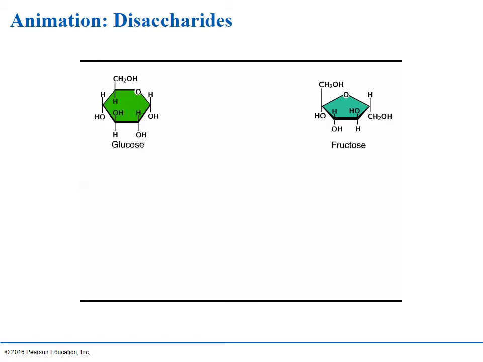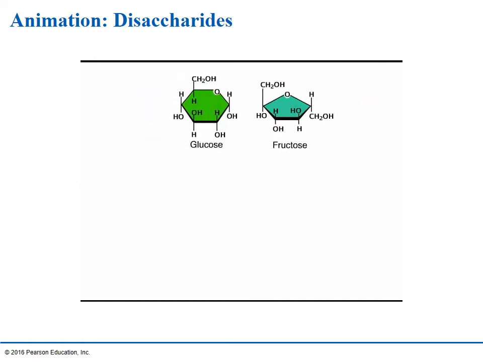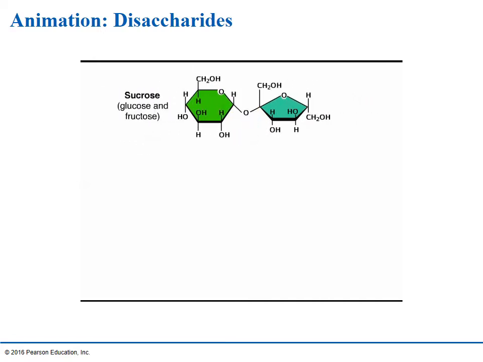Sometimes organisms link sugar molecules in pairs to form disaccharides. Here are several examples. Plants make sucrose by joining glucose and fructose. Sucrose circulates in plant sap, and we obtain it from sugarcane and sugar beets and use it as table sugar.